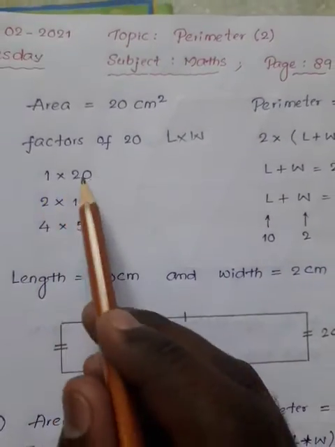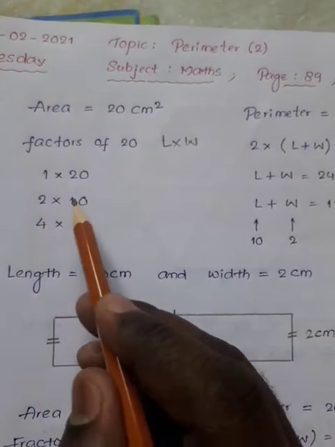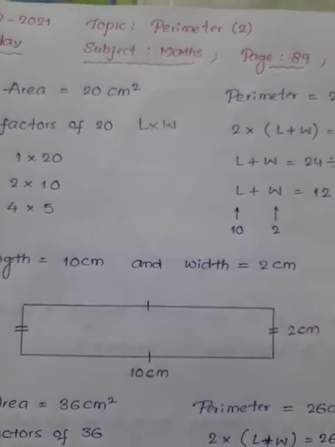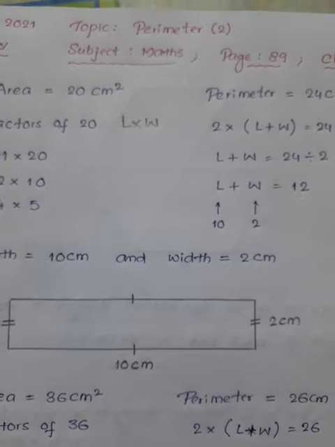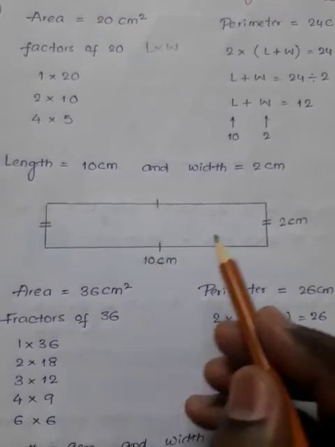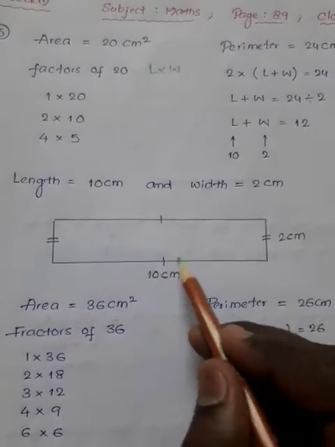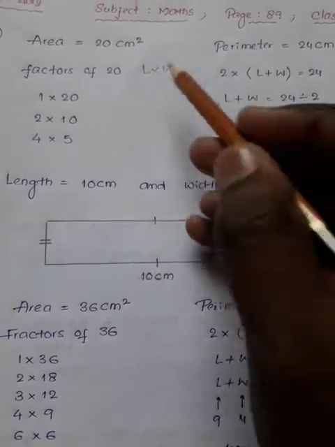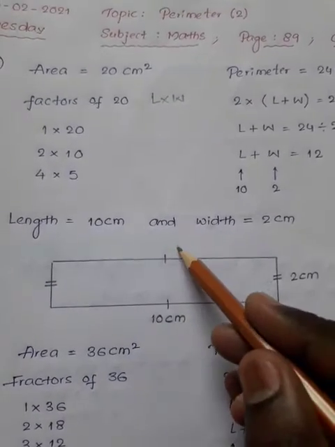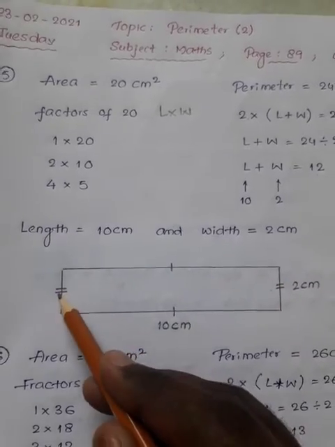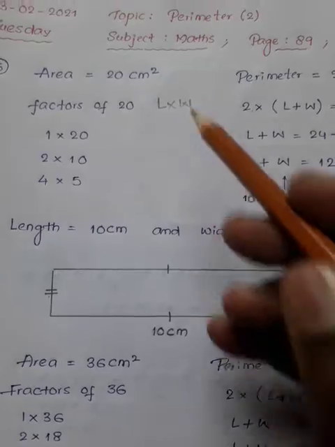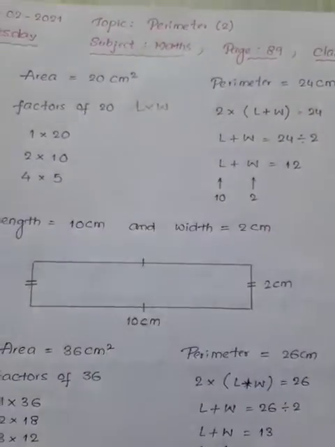Check it: 1 plus 20 is 21, not possible. 2 plus 10 is 12. So the length is 10 and the width is 2. Clear? Now check it. The area is length multiplied by width, so 10 multiplied by 2 is 20 centimeter square. It's satisfied. Perimeter means add all the sides: 10 plus 10 is 20, 22, and plus 2 is 24 centimeter. So for the same length and width, both the area and the perimeter should be satisfied.